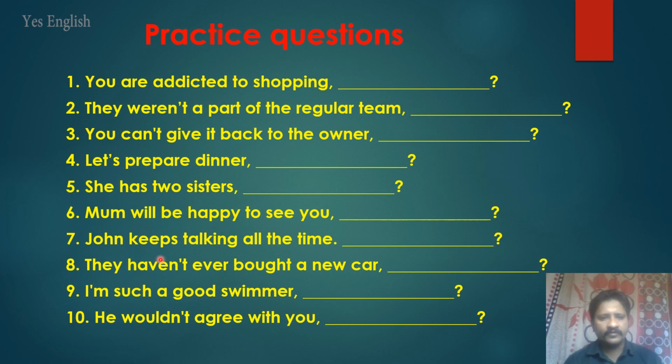Okay, now we have come to the end of this lesson, and this is a practice session for you. Okay, the answers to these practice questions are given in the description box, so I recommend you to do these practice questions. Okay, you can use a pen and paper and then write down your answers, and then later on you can visit the description box and check out your answers. Okay, so these questions like, you are addicted to shopping, what will come here? Isn't it, or wasn't it, or doesn't it?